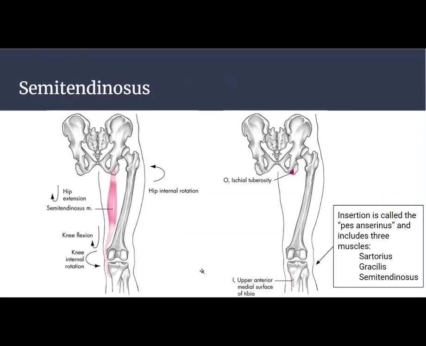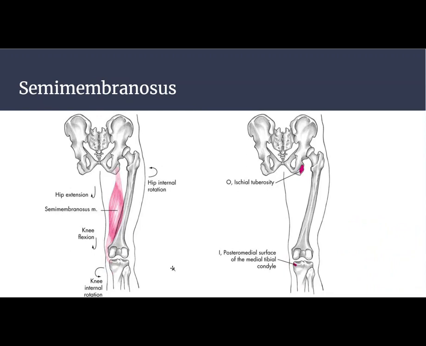Then on the medial side, we have the semitendinosus, which is superficial, again, coming off the ischial tuberosity to the medial condyle of the tibia. And the semimembranosus, which is also medial, deep to the semitendinosus, which is coming off the ischial tuberosity to the medial condyle of the tibia. And those semimembranosus, semitendinosus, biceps femoris are all sciatic nerve innervation.